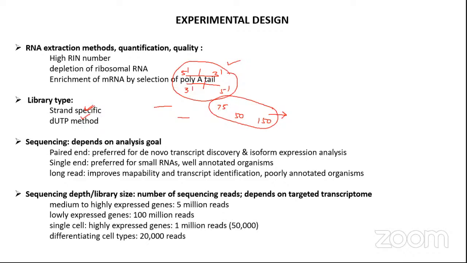Then comes sequencing depth: how much data we have to generate in terms of read numbers. For medium to highly expressed genes, 5 million reads. If we know that we are looking for genes which are not highly expressed, or very lowly expressed, then 100 million reads are required. In single cell, for highly expressed genes, 50,000 to 1 million reads are enough. In differentiating cell types, 20,000 reads we have to generate.